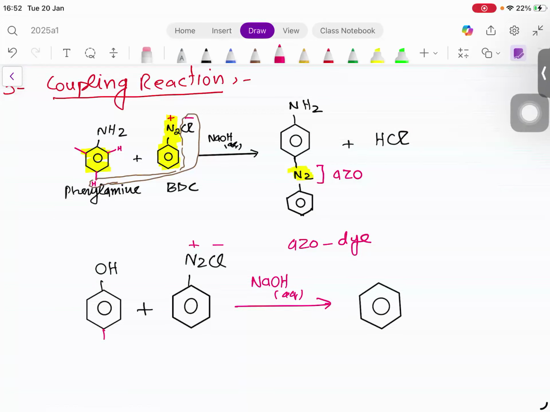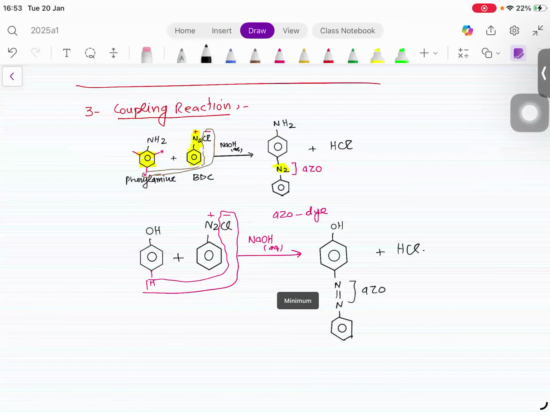So the benzene diazonium is going to come and take the place of carbon number 4. They can do the same thing on carbon number 2. Now, in order to explain this, here is a double bond between two nitrogen. And this is the azo group. Plus HCl. And we added sodium hydroxide to neutralize the HCl. Right.